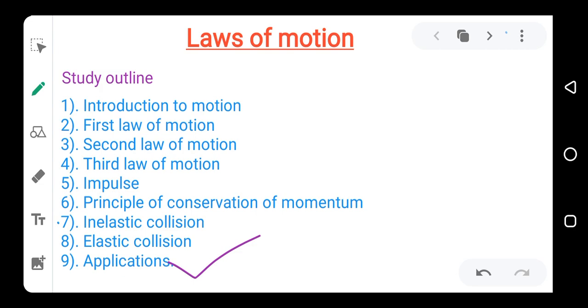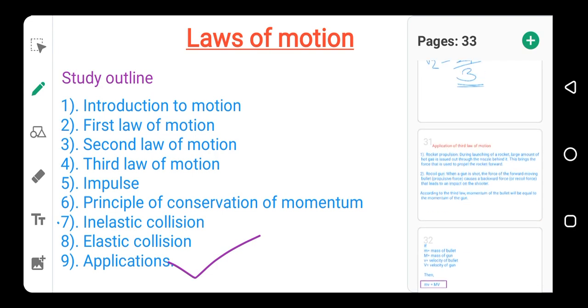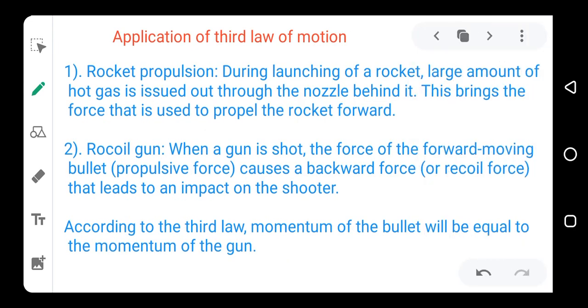The third law of motion is applied in rocket propulsion and recoil gun. Now, how is it applied? For a rocket to move during launching, hot gas is blown out of its back, and the hot gas brings a force that moves the rocket forward. So that is how the rocket is propelled forward. By pushing out gas from its back, the rocket is propelled forward.